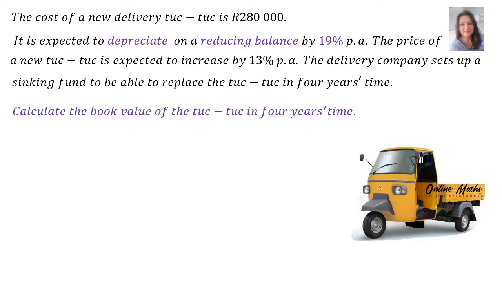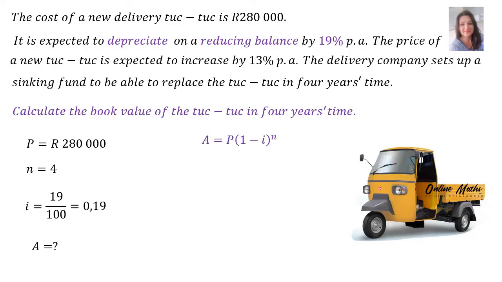The delivery company sets up a sinking fund to be able to replace the tuk-tuk in 4 years' time. Question 1. Calculate the book value of the tuk-tuk in 4 years' time. Again, we'll make the summary. P, the principal amount, is 280,000 rand. N is 4. I is 19 divided by 100, which is 0.19. And A is what we're looking for.